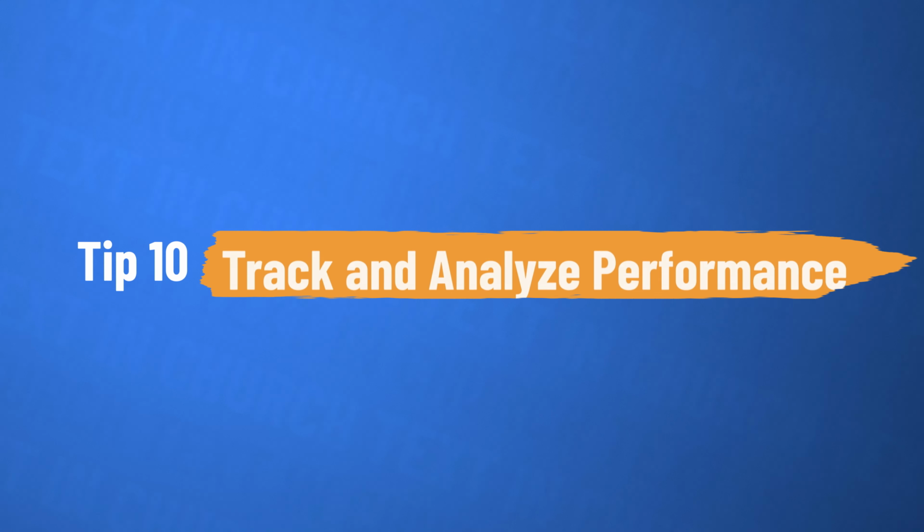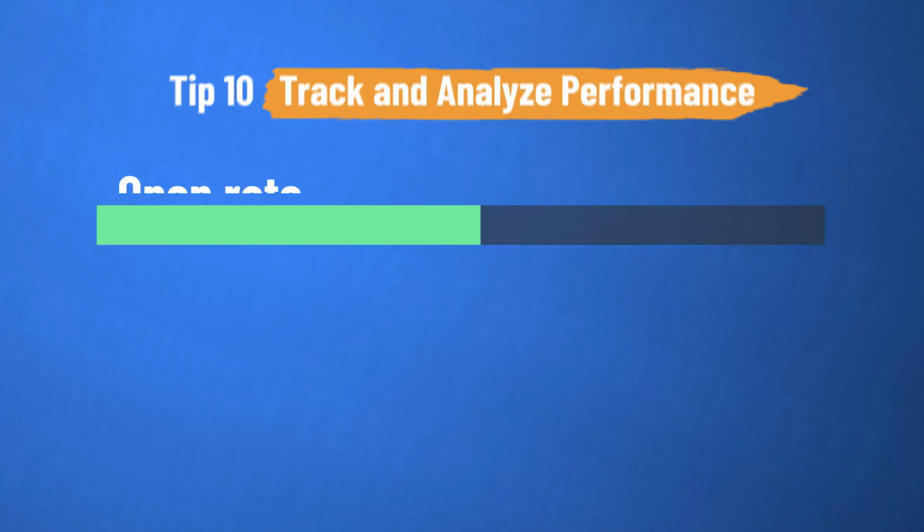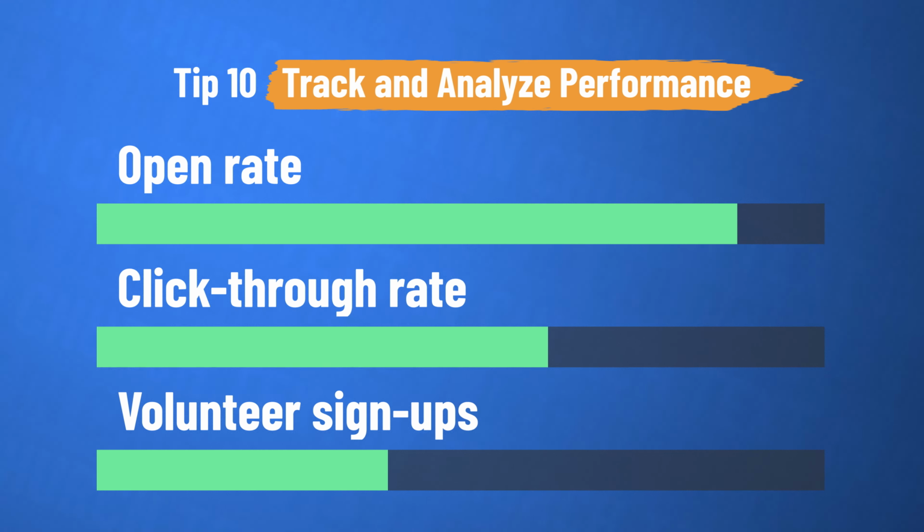And now last but not least, tip number 10, you want to track and analyze performance. You want to monitor the performance of your emails by tracking open rates and click-through rates and other engagement metrics. And you want to use those insights that you can gain from your analytics to adjust your email strategy and to improve all of your future campaigns.